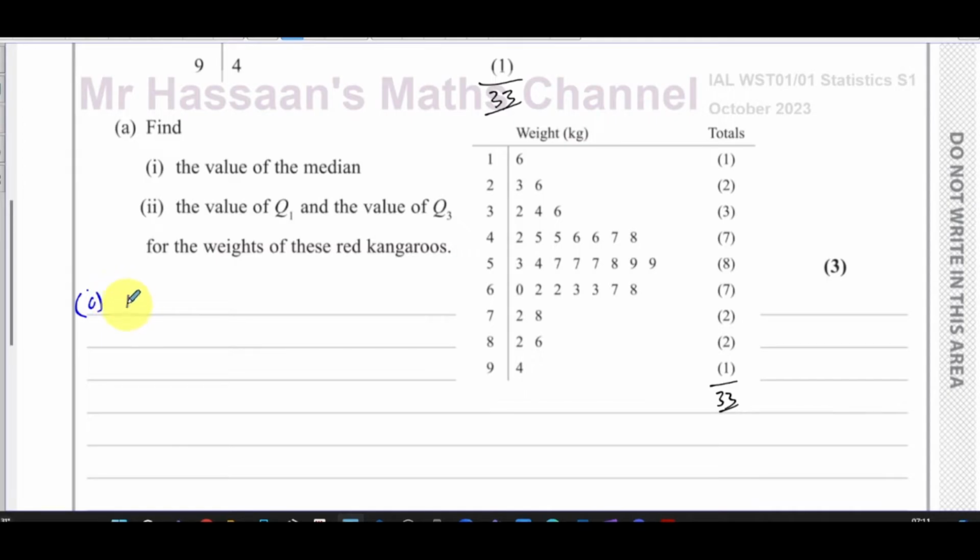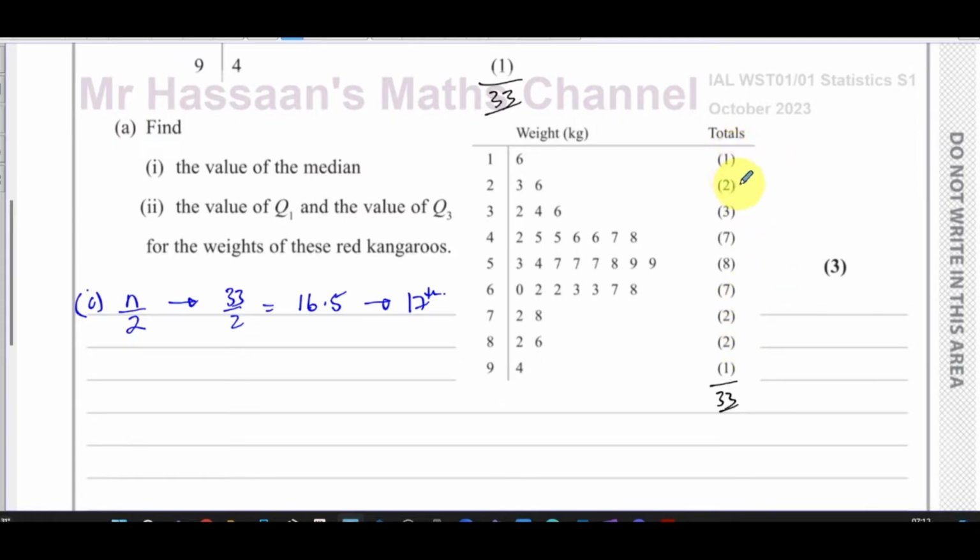So what I do is I take the number of entries and I divide it by 2, and that tells me where the median is. So in this case, it's going to be 33 divided by 2, which is 16.5. If the number comes out as a decimal, you always round up to the next number. So we're looking for the 17th term. The 17th term will be the number right in the middle. So we've got to count along and find what is the 17th number in this data.